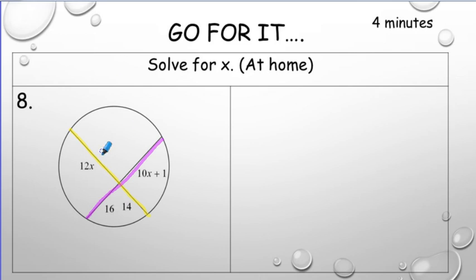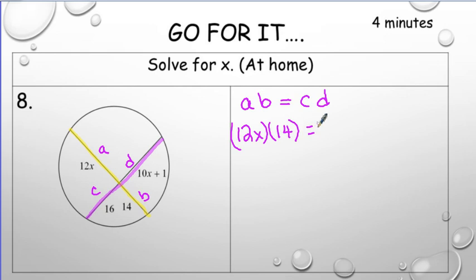So there is a rule that we have for the chord. You take the two pieces and you multiply them. So I'm just going to call this A, this B, this C, and this D. So the rule says to take A, B, multiply them, and that should equal C, D. So this is what I want to do. 12x times 14 equals 16 times 10x plus 1.